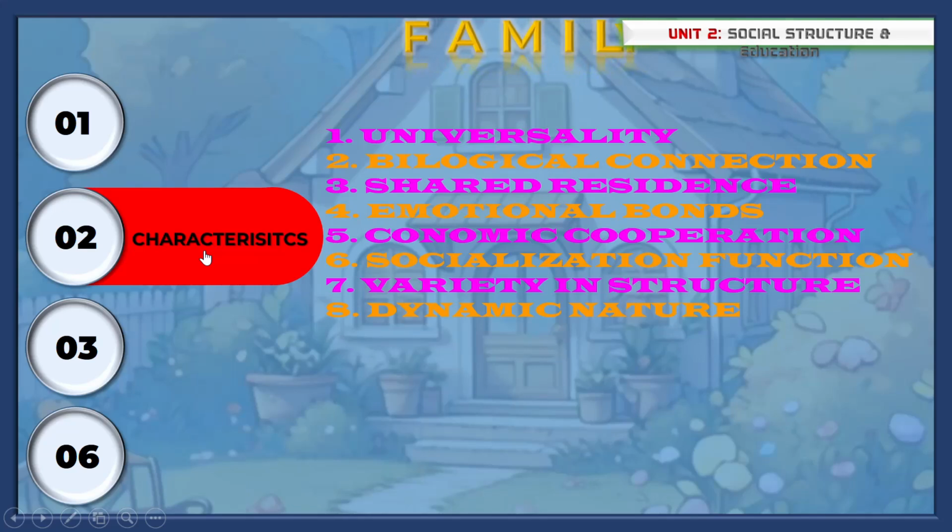Fourth one is emotional bonding. Families often provide emotional support, love, and care for their members. This can involve encouragement, guidance, and a sense of belonging.